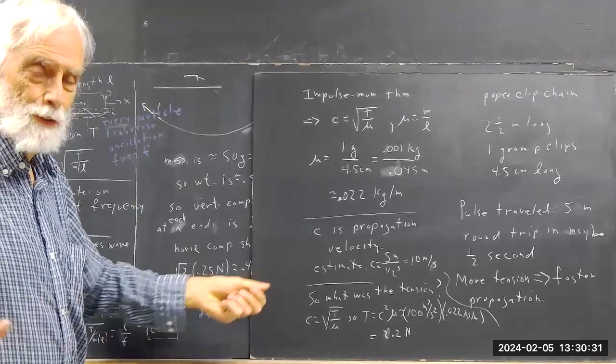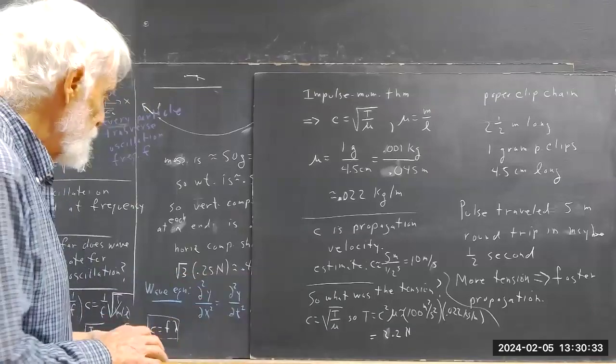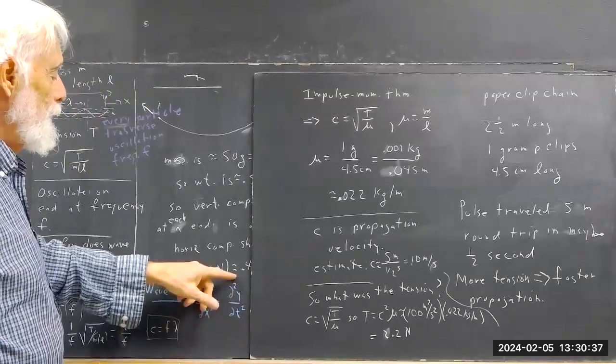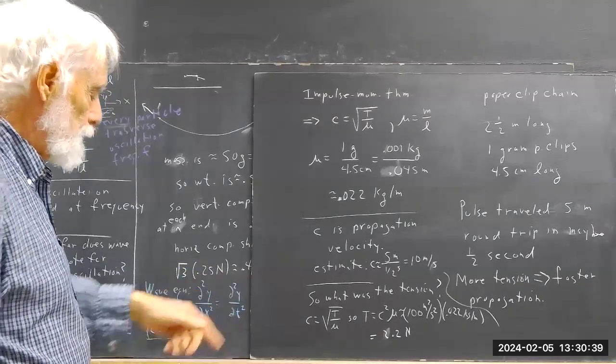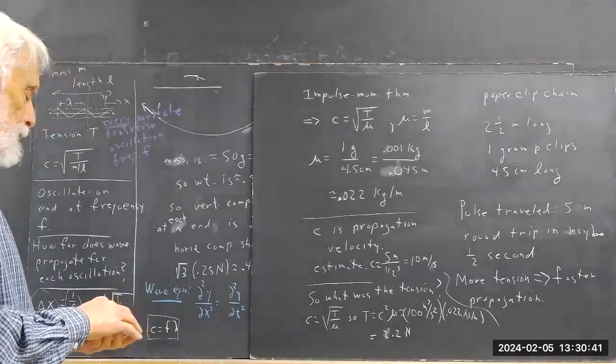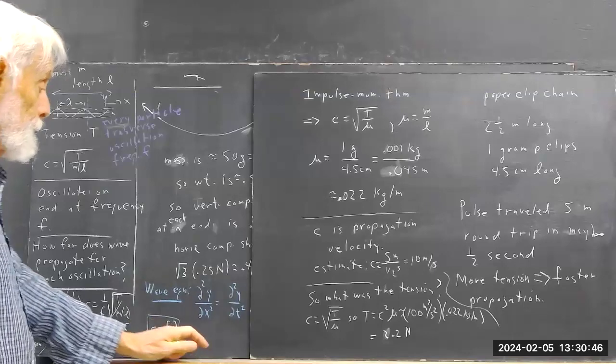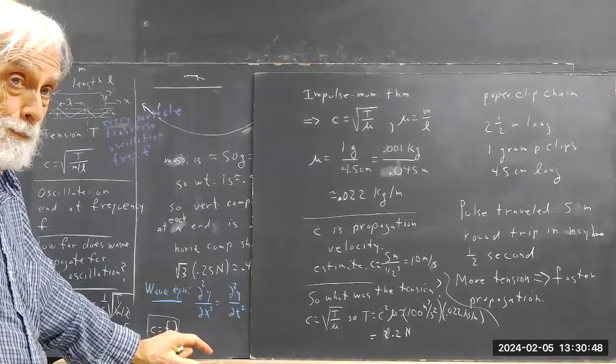And that takes a little development, a bigger picture. There's your second derivative of y with respect to x. And this is your acceleration, which is the second derivative of y with respect to t. Now the question is, where do we put c?